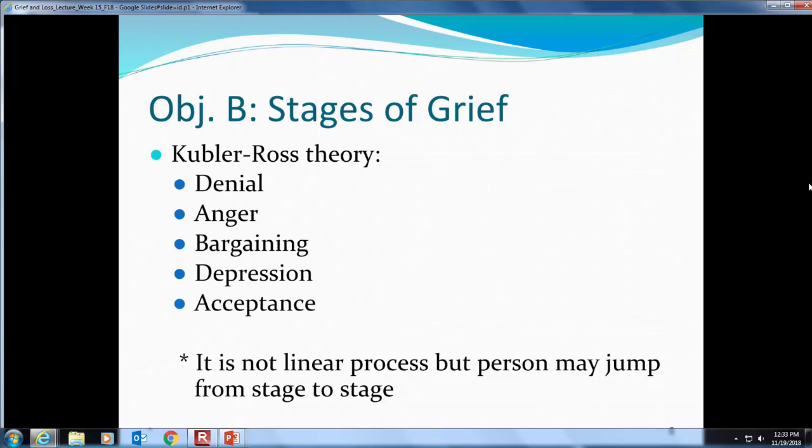The text lists several grief models. We'll focus on the Kubler-Ross theory. This particularly relates to dying and is made up of 5 stages: denial, anger, bargaining, depression, and finally acceptance. It's important to note that the person can go back and forth in the stages rather than progressing in a linear fashion through the stages. Make sure you're familiar with these stages.